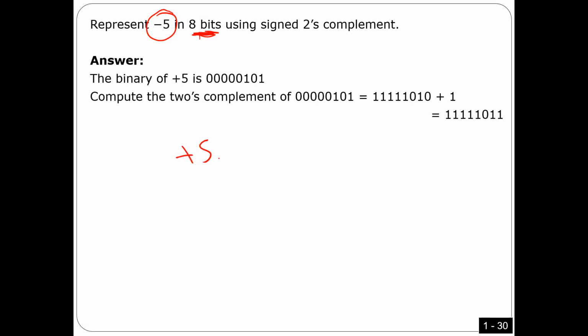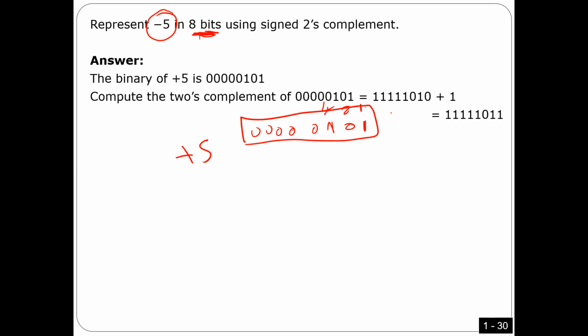So positive 5 actually is, here you have 1, and then you have 0, 1, and then you have 0, 0, 0. Why? The weight of this one is 1, 2, and 4. 4 plus 1 is 5. So you have 1, 0, 1, 0, 0, 0, 0, 0. These are 8 bits. So this is positive 5 in 8 bits.